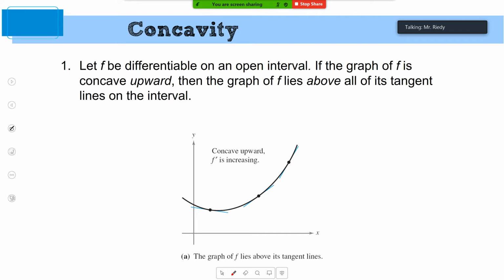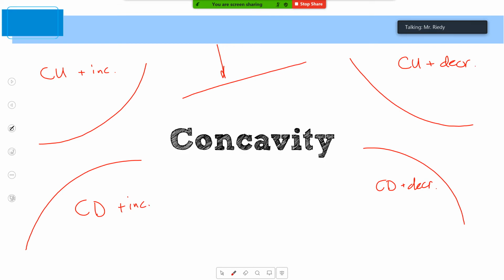Here's the first picture I drew. Concave upward and increasing. Okay. The reason I included this picture is I want you to look where the tangent lines are. All of the tangent lines in this concave up increasing function are below the actual function. Okay, so you understand what I'm saying by that? Yes. Good. Let's go back to this picture then. We just looked at this one.